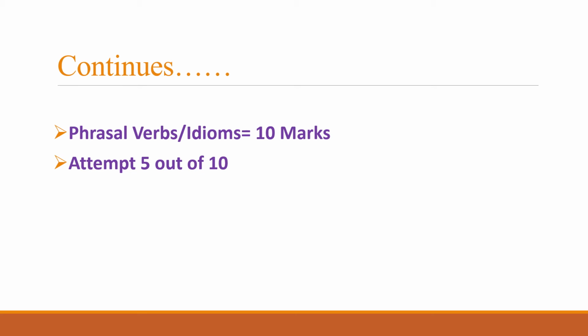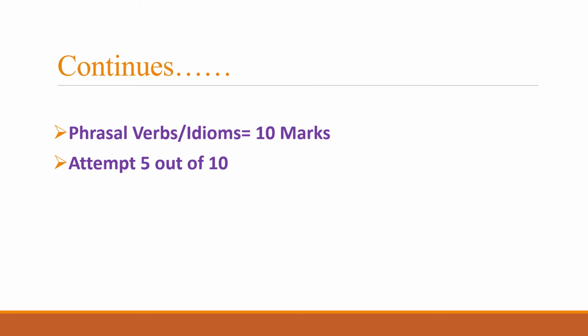The next question in the paper is related to phrasal verbs or idioms, and this question also carries 10 marks. So the students are given either phrasal verbs or idioms, and sometimes a mixture of both. So this basically depends upon the availability of the choices that you can have. 10 phrasal verbs or idioms are given, and the students are required to make sentences of 5 phrasal verbs or idioms.